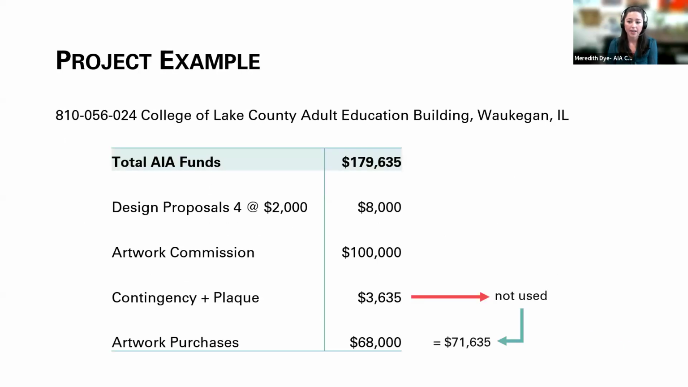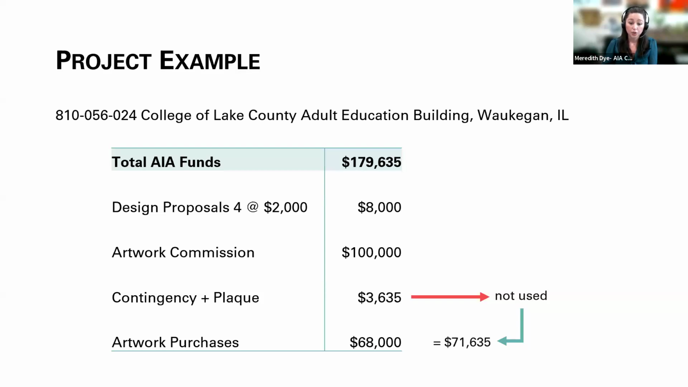Here's a project example explaining how funds were originally allocated and how they were spent in the end. So in 2014, $179,635 were obligated for art for project number 810-056-024, which is College of Lake County Adult Education Building in Waukegan. So every project has that specific 9-digit number that changes. So we received the funds in 2014, and then in 2022, the call for artwork commission was advertised. 4 semifinalists each received $2,000, and the winning artist received $100,000. The artwork was installed in December 2023.